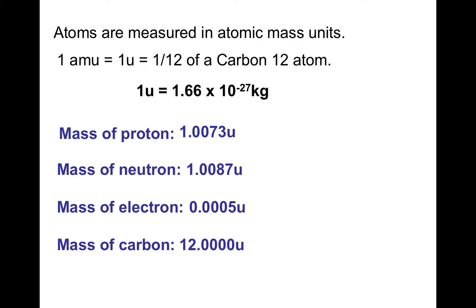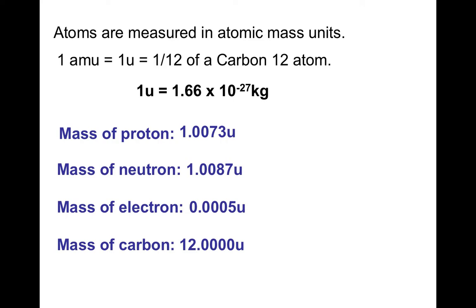This is on the front of your reference table in a different form, so just be aware of this. This is the number you may want to write down: the mass of a proton in universal mass units. You could convert, because the mass of a proton is given to you on the front of your reference table, from kilograms to atomic mass units.